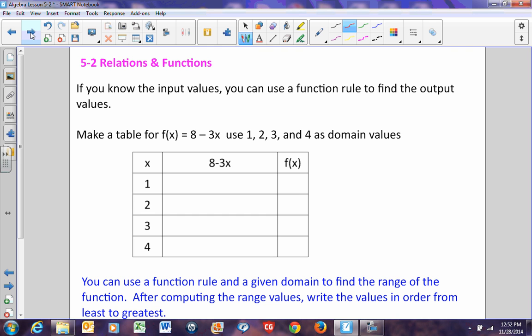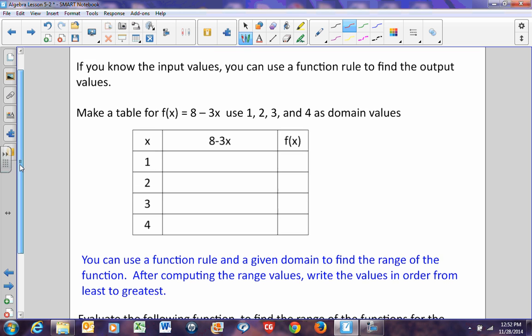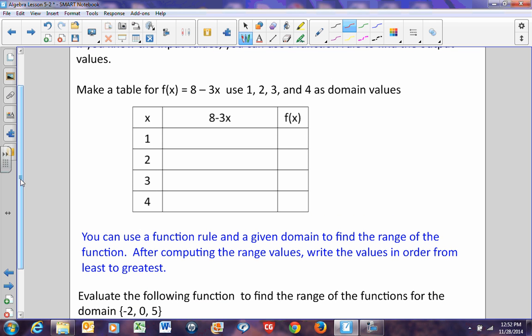If you know the input values, you can use a function rule to find the output values. So we're going to find the output values using a table for f of x equals 8 minus 3x, and they asked us to use 1, 2, 3, and 4 as domain values. So I just drew a nice little table. I put my x on the left, I put my f of x on the right, and in the middle I gave myself lots of space to do the work for 8 minus 3x. Which means every time I see an x, I'm going to replace it with 1 the first time, 2 the second time, 3 the third time, and 4 the fourth time.